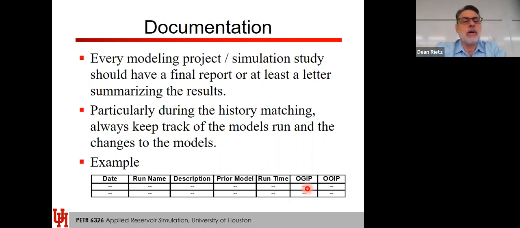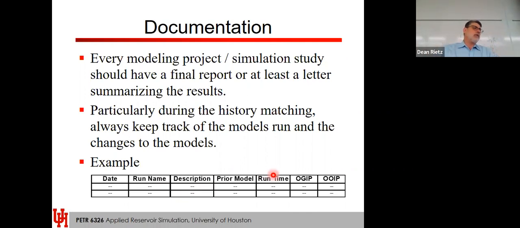Keep track of the models run and the changes to the model. For example, I like to keep a log where the date is the day that you're making that run, then the run name, let's say HM001 underscore new wells or whatever, and then a small description, like new infill wells added back in 2003. And then the prior model.